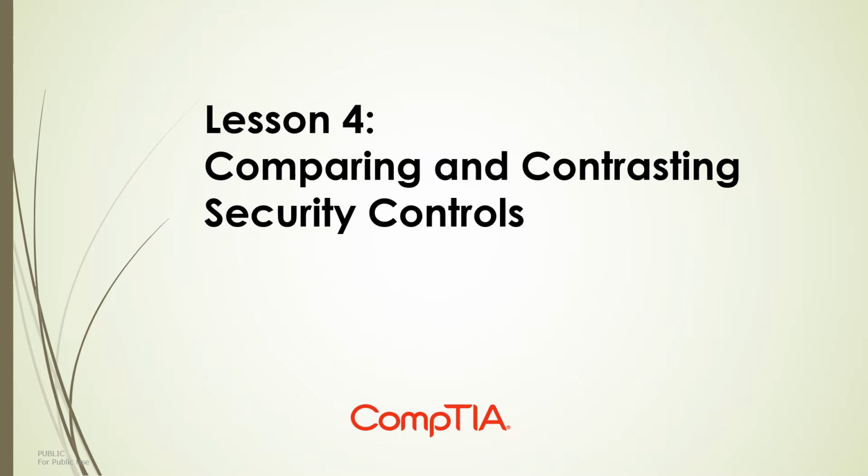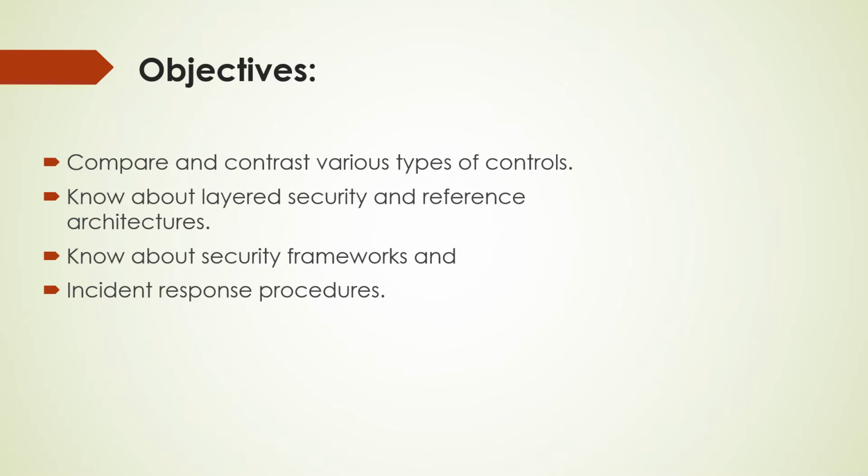So this is the discussion for Module 3, entitled Security Controls and Protecting Systems Using Antivirus. In this module, we are to look at different types of controls, compare and contrast them, know about layered security and reference architecture, look into some of the security frameworks that are out there, look into the incident response procedures, and later in this module you'll also have a laboratory activity where you look into the features of an antivirus software.